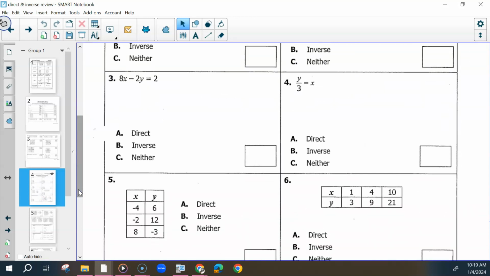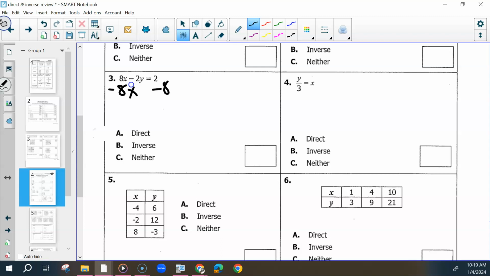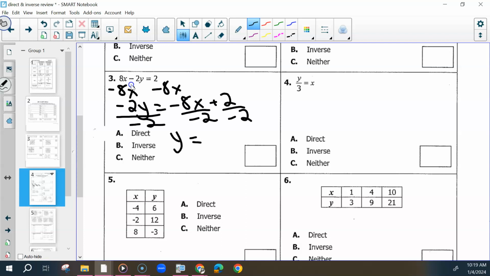So for 3, this is going to be linear because it's in standard form. If we were to solve it, we would get it back in slope intercept form. Without solving this, I can say it's not going to be direct because the y-intercept is not going to be 0. But you could solve it just to make sure. If you did solve it, you would get y equals 4x minus 1. It is a line, but it doesn't go through the origin. The y-intercept isn't 0, so it can't be direct. It's not inverse. It would be neither.